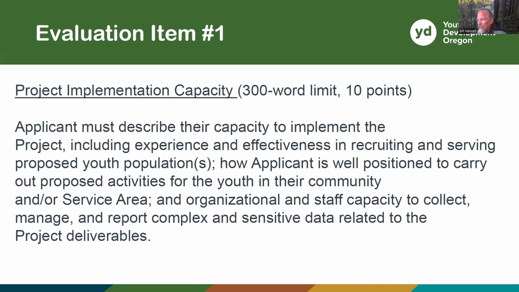What this means is that evaluators do not have to do a word count, and if an evaluation item response ends mid-sentence, the applicant themselves had to choose to shorten the response. And finally, each evaluation item also has a different point total ranging from 10 to 30 points. You see here evaluation item 1 has to do with project implementation and capacity. Next slide, please.